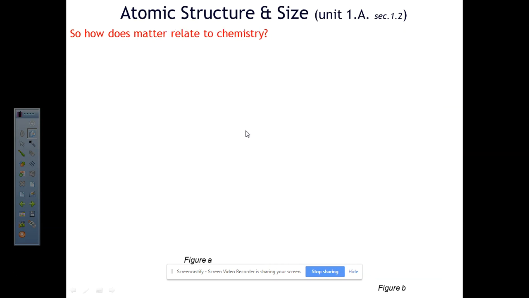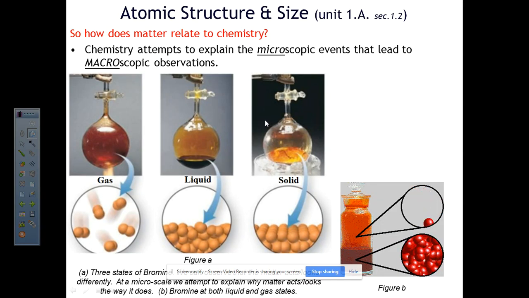So how does matter relate to chemistry? In chemistry, we attempt to explain the microscopic events that lead to the macroscopic observations that we see. A solid is an object that really doesn't move much, or it's got a set shape. But in a liquid, as you melt the solid, it swirls around a little bit, right? And when you evaporate that liquid, adding more heat, it fills up the whole container. So what happens to the matter that allows us to see these observations? That's what we try to address in chemistry.